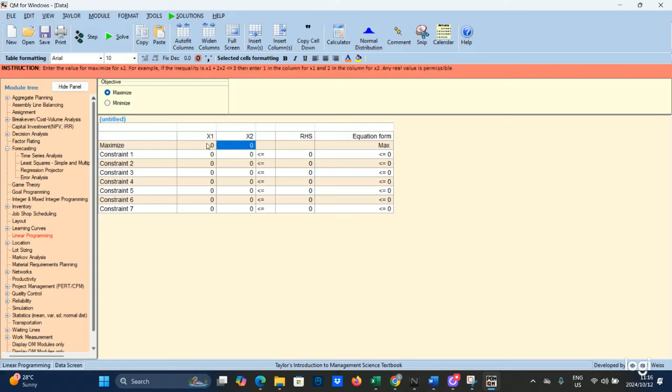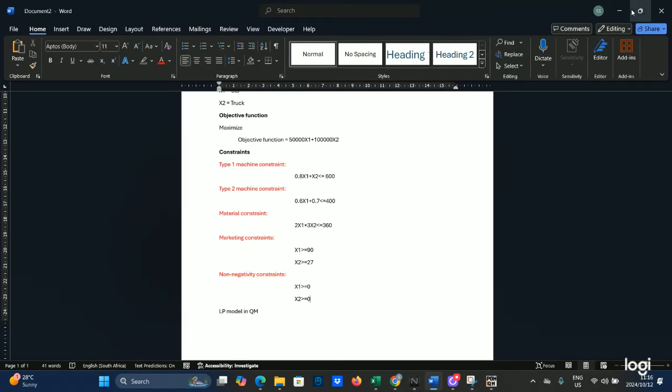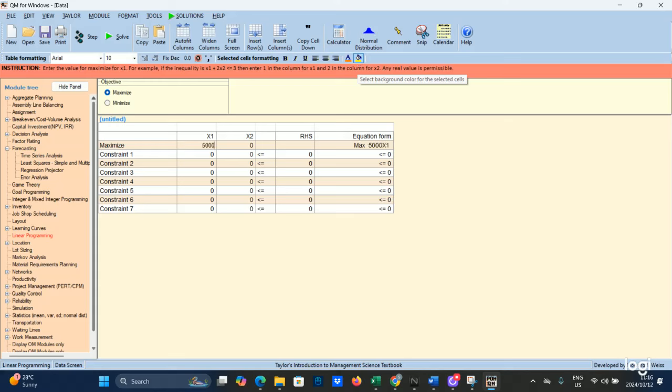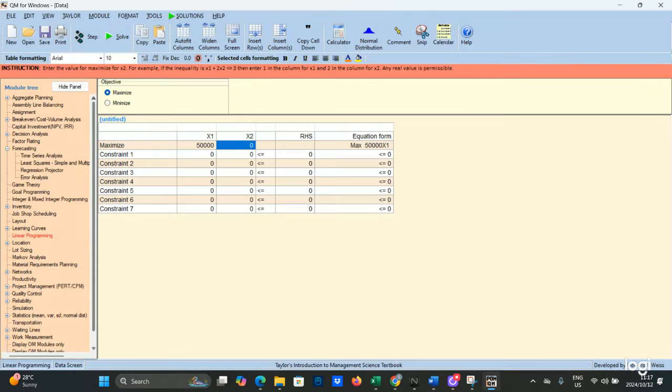Now, if you still remember the objective function, it's saying 50,000 of x1, which means 50,000 is how much profit the car produces. And then for the truck, it's going to be 100,000. So under x2, we're going to write 100,000. You can also expand this column if you want to see it properly. Now you can see our objective function is properly written: 50,000 x1 plus 100,000 x2.